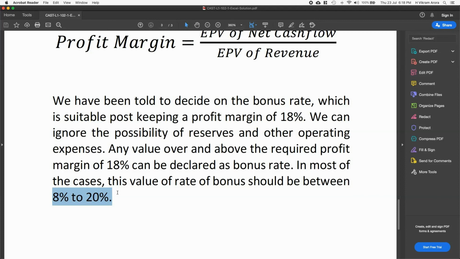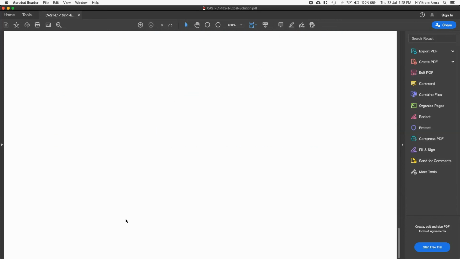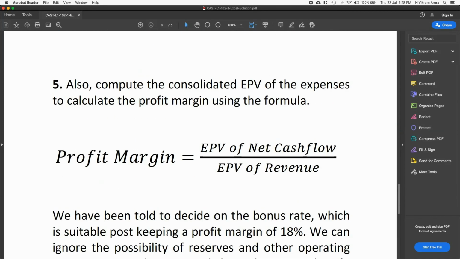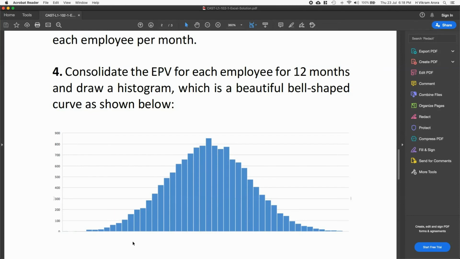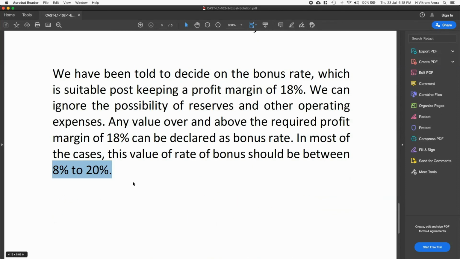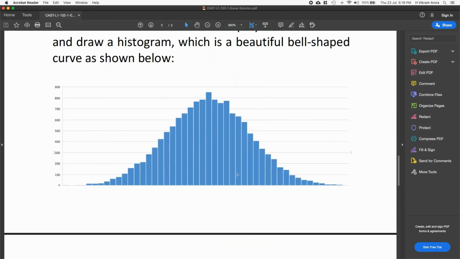Now, the answer for every participant may differ, because we are generating random cash flows for expenses, and it is quite possible that your answer may differ from another person's. So there is no specific answer for this particular project. It all depends upon whether you are getting this range of bonus declaration as 8 to 20, and whether your expected cash flow follows a histogram which looks like a normal curve.